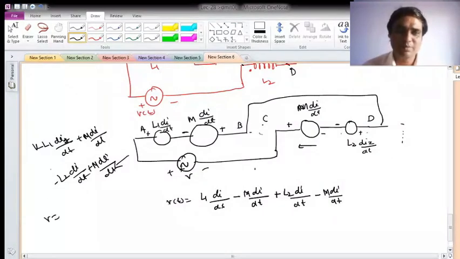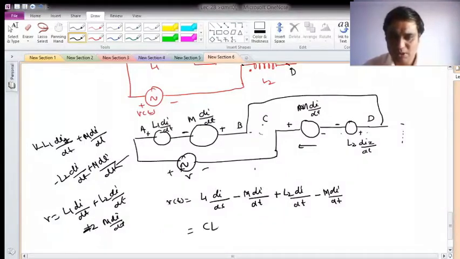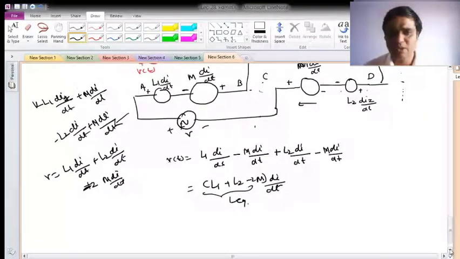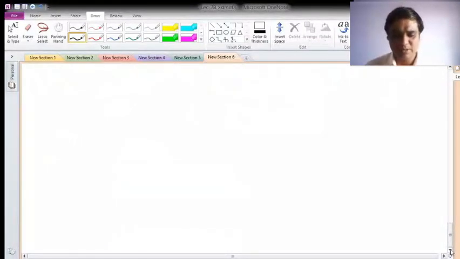So now what will happen? V will be equal to L1 di by dt plus L2 di by dt plus or minus 2 times M di by dt. So your equivalent will be L1 plus L2 minus 2M, which is Leq. Okay, so this way you can write.